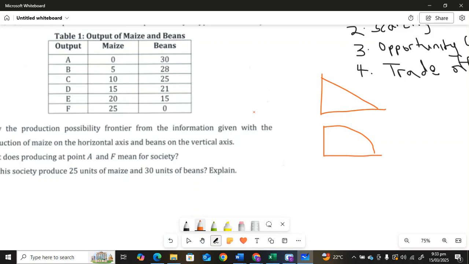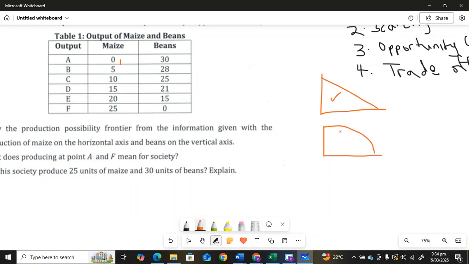So we can see maize, the change is constant: 0, 5, 10, 15, 20, 25. But beans, you can see 30, then 28, then 25, then 21. So the change is not constant. If both of them were constant, then it's this type of PPF curve that you draw. But if one is not constant, then you know that your opportunity cost curve is going to look like this, the bow shape.